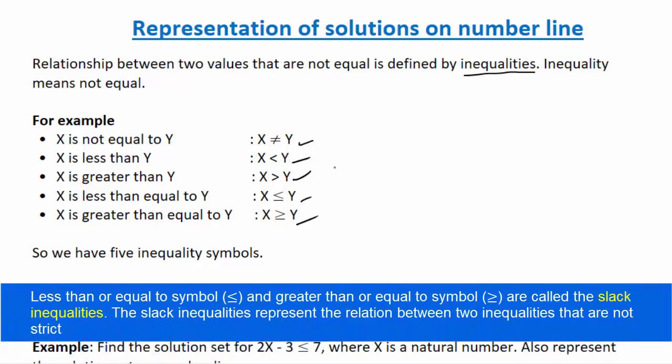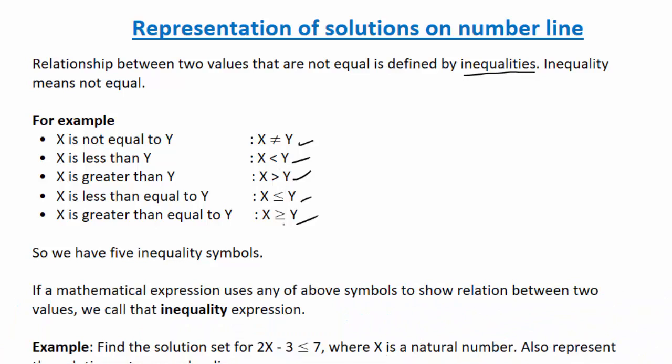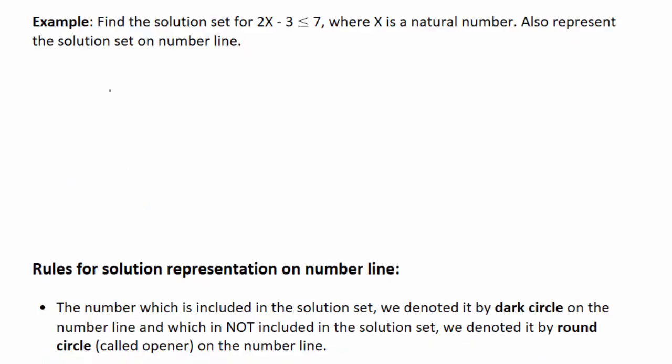So, to represent the inequality between any two values, we have 5 symbols. These are called inequality symbols. If a mathematical expression uses any of the above symbols to show the relationship between two values, we call that expression an inequality expression. Let's see an example of an inequality expression, and we will find the solution set for that inequality expression, and will also represent the solution set on the number line.